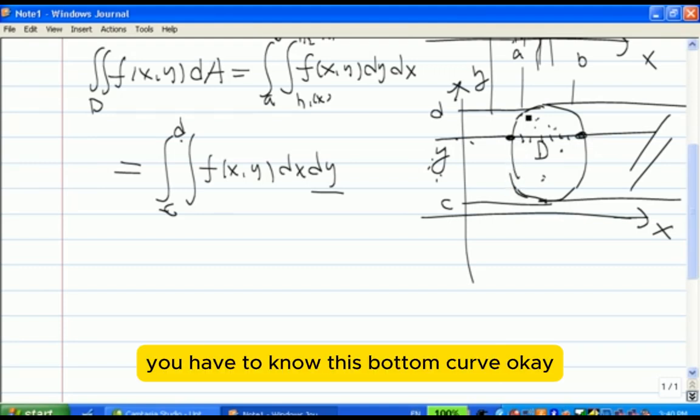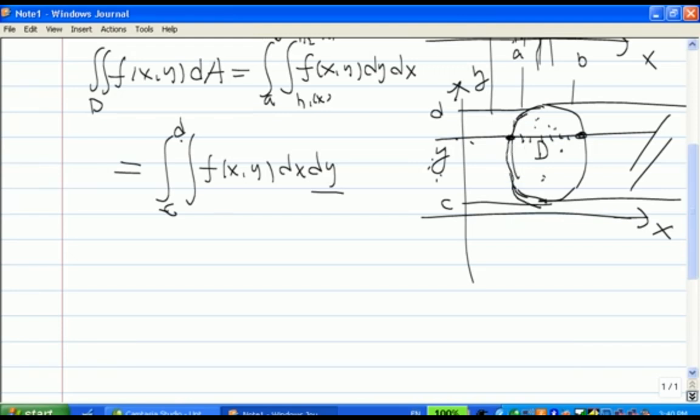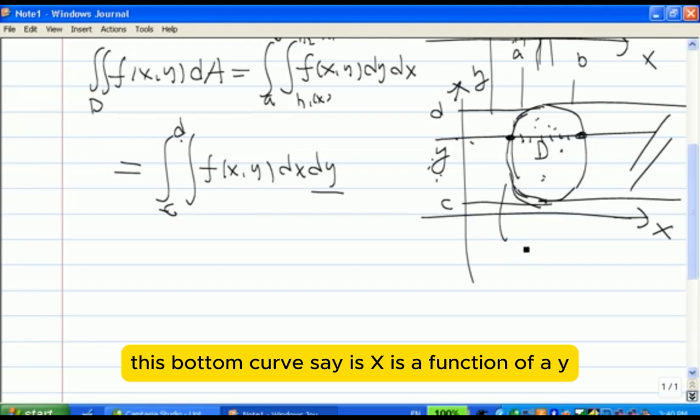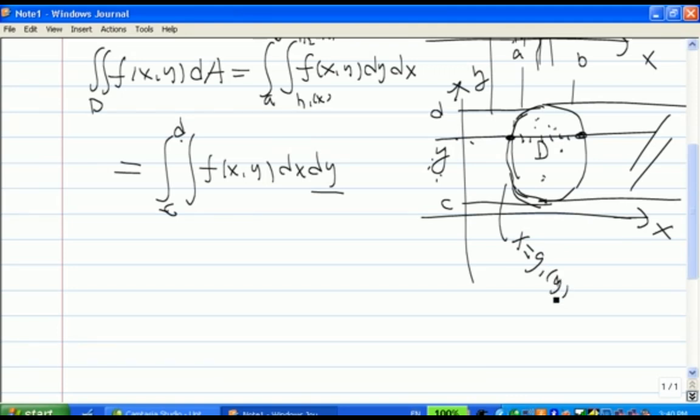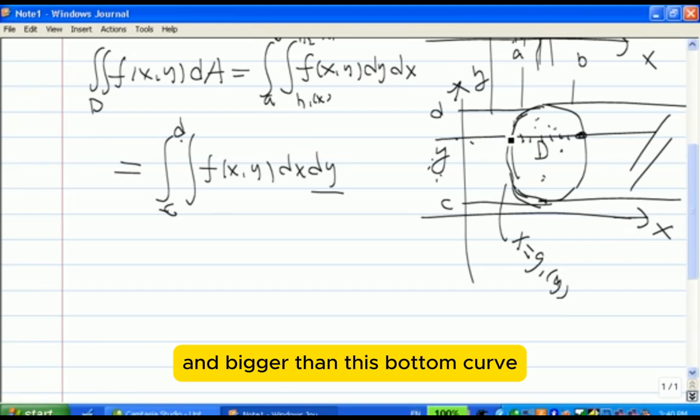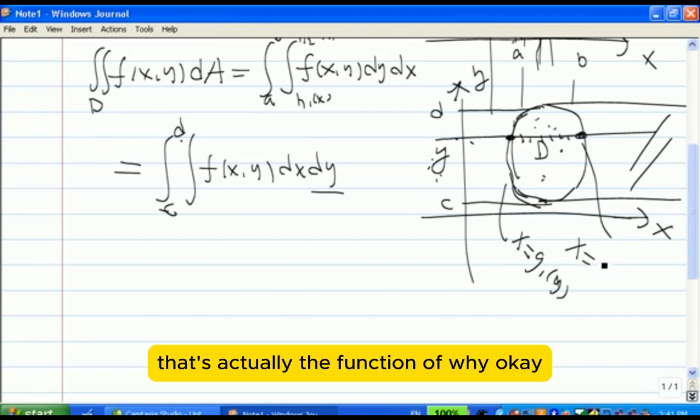You have to know this bottom curve. Okay, this is the bottom curve. This bottom curve, say, is x as a function of y. We say g1 of y, and x is bigger than this bottom curve and smaller than this top curve. That's x as a function of y.